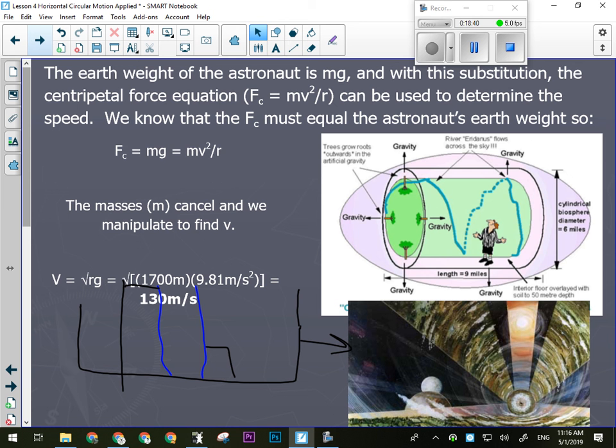What I want you guys to do for the remainder of class is finish up the centripetal force problems from the worksheet that we were working on the other day. Okay, so I'll put those back up on the board, but that's what I want you to finish up, because you still have about 10 minutes or so left here.